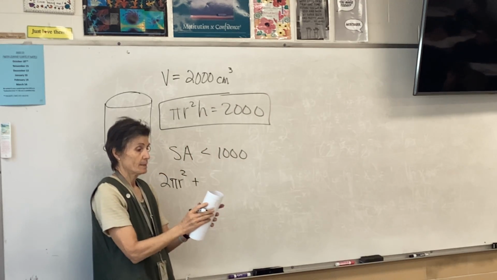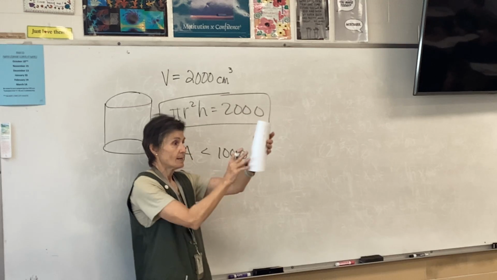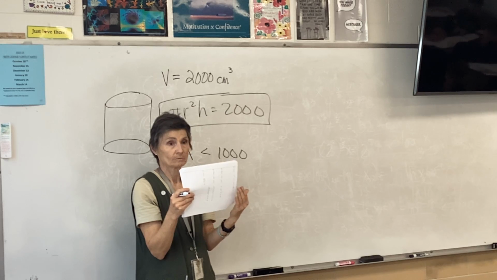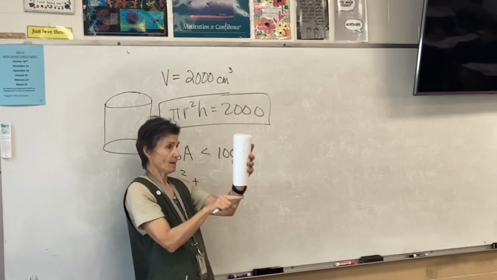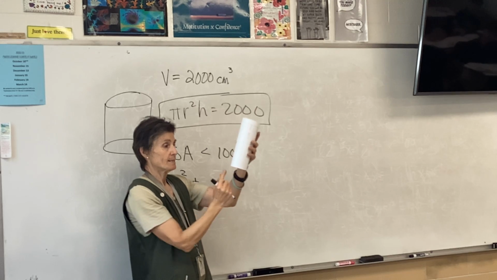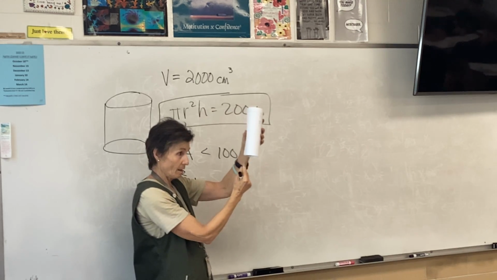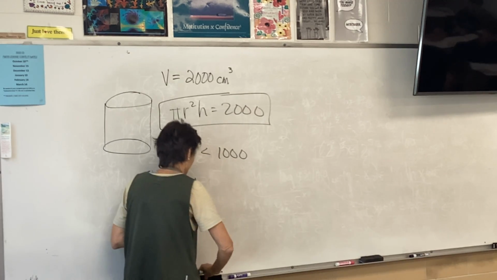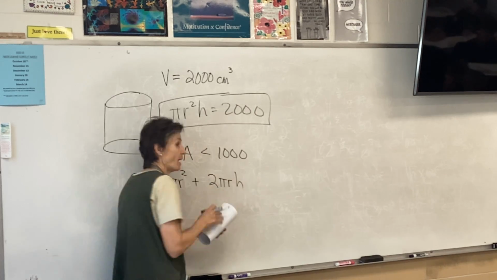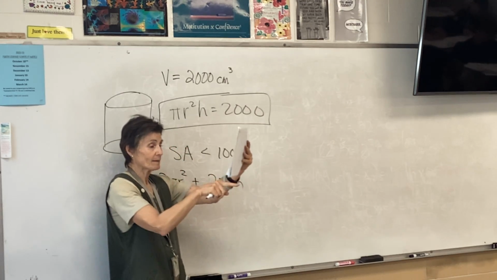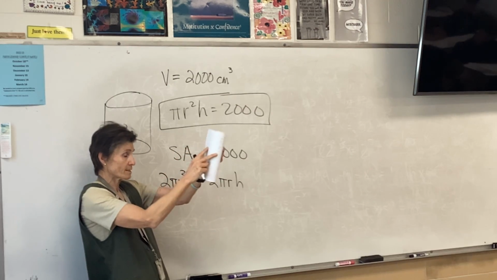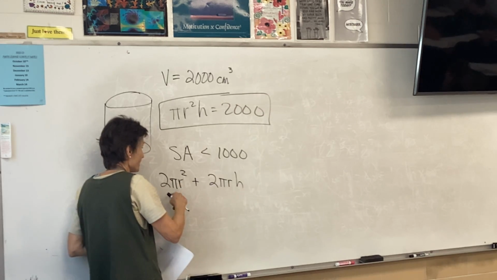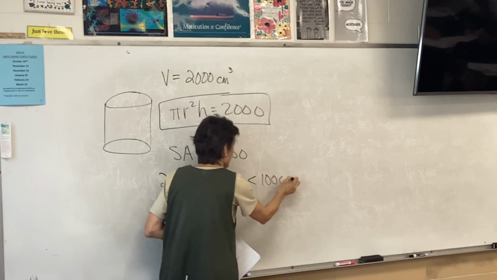Now, here are the sides of the cylinder, right? What if I open that up? The sides of the cylinder are really just a rectangle. And the bottom of that rectangle is the circumference of the can. So 2 pi r, and then the height. So the bottom is 2 pi r, it's just the circumference of the circle, and then the height. So I have this less than 1,000.